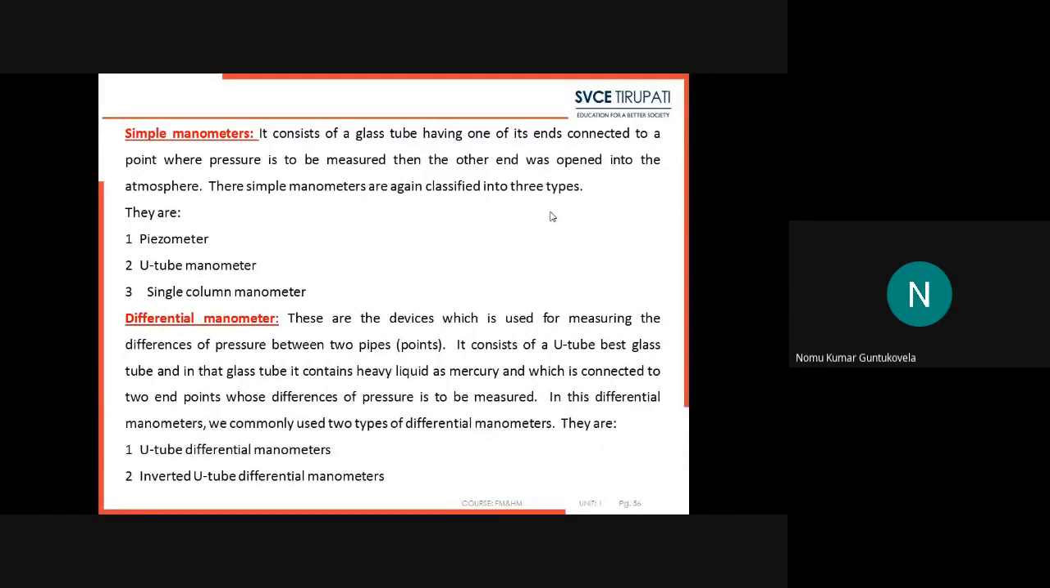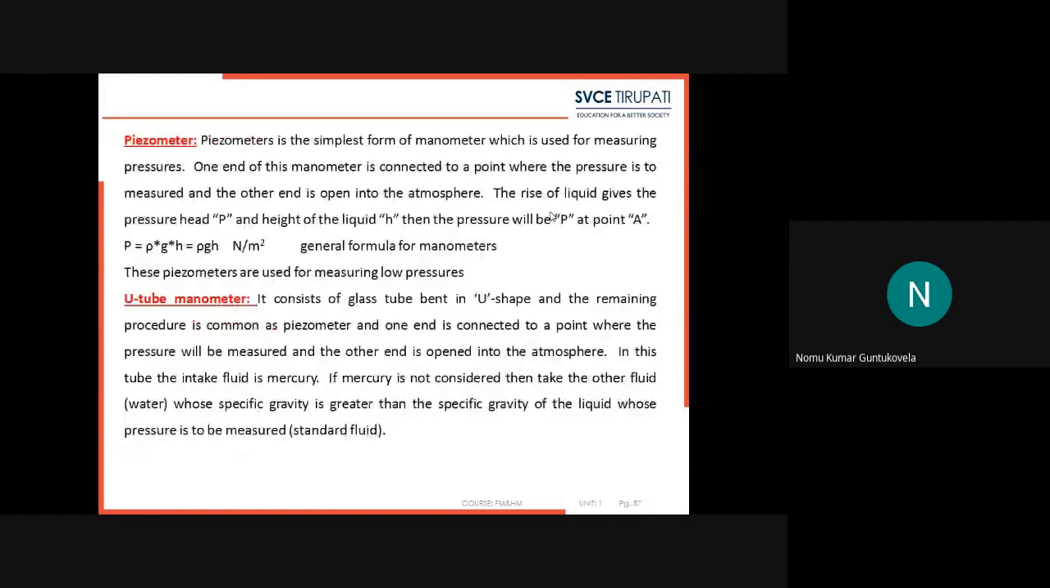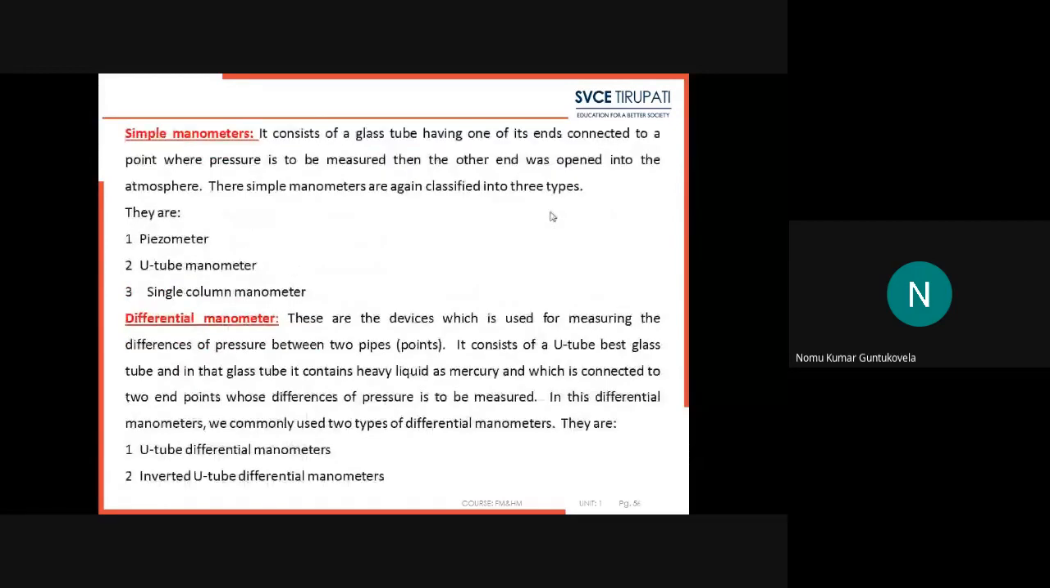Okay. So I'll come into the differential manometers. Here both ends won't have the atmospheric pressure value. Okay, it should be like this. And the formula: for piezometers, P equals rho g h. For U-tube manometers, P equals rho g h1 minus rho g h2.